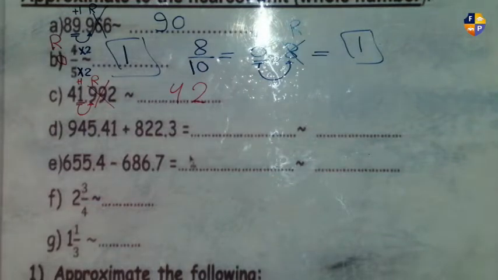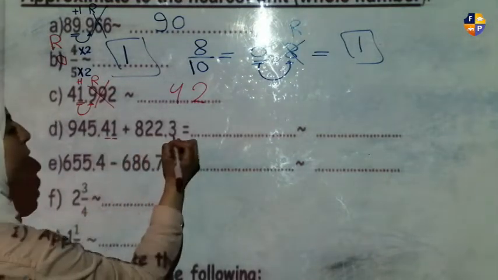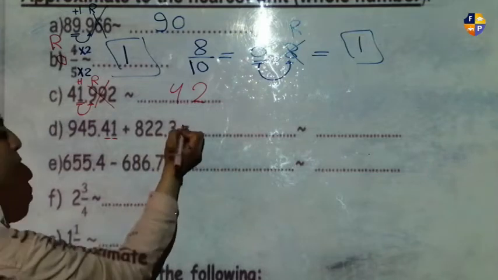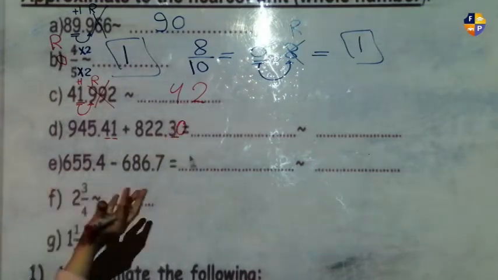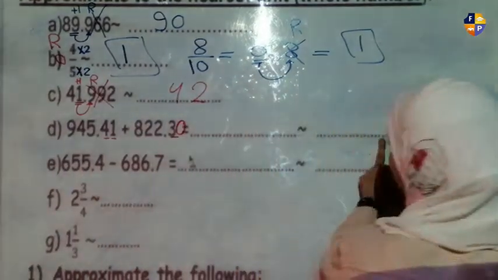And now I will do the addition operation. At first, count the digits after the decimal point. Here I have 2 digits and here I have 1 digit. So I will put 0 after 3 to make balance. And now I will do it vertically.